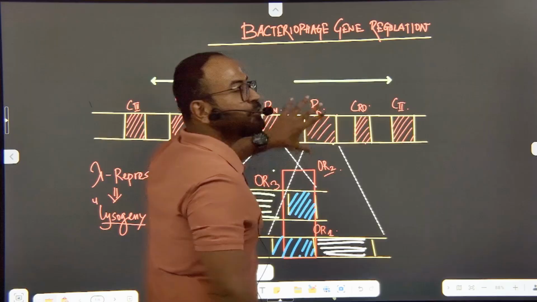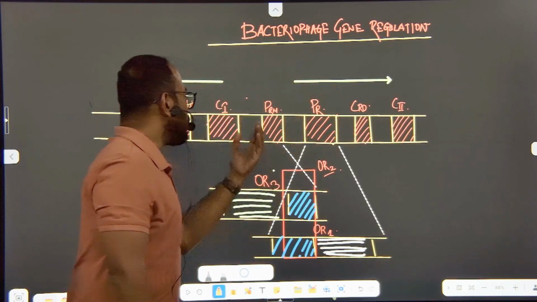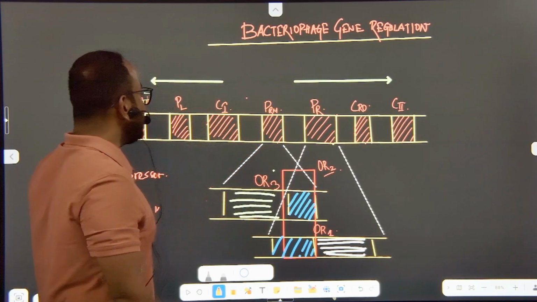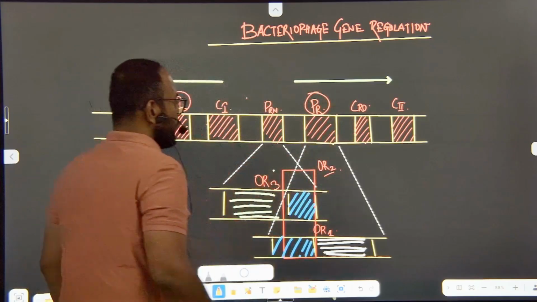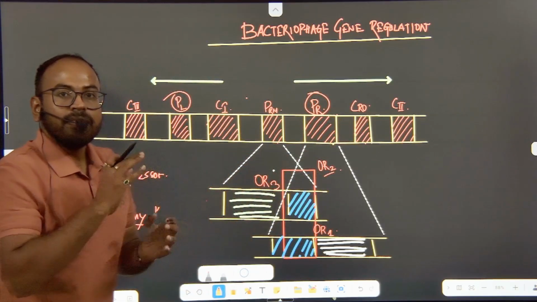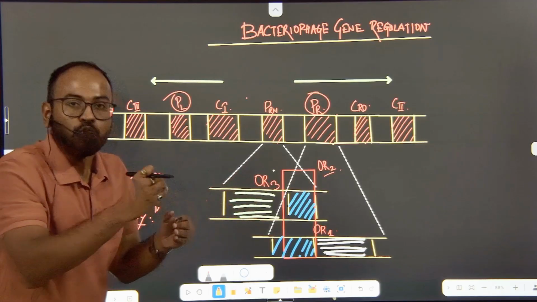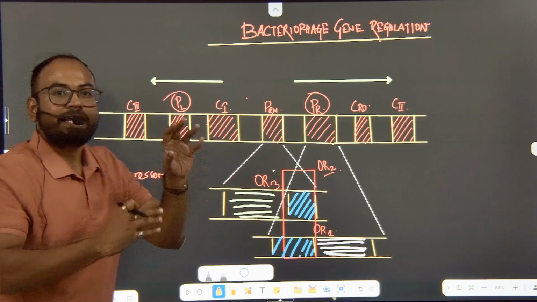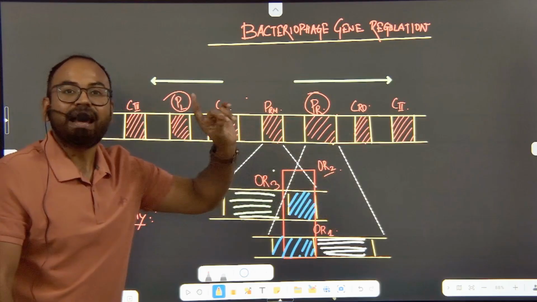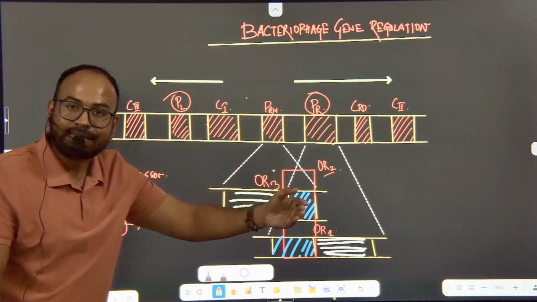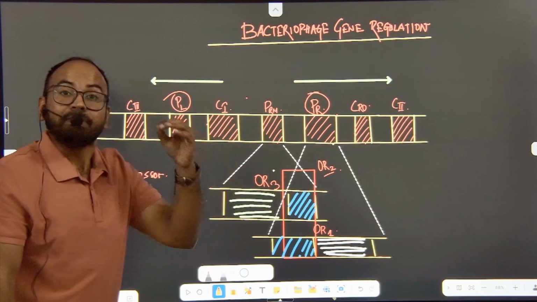Downstream of PRM lies PR, that means promoter on the right hand side, because there is a series of genes on the left hand side. For the left hand side it is PL, for the right hand side it is PR. And we must remember these are promoter sites. If certain operator sites are present on the right hand side, then the same operator sites will be present on the left hand side as well. This should be kept in mind.